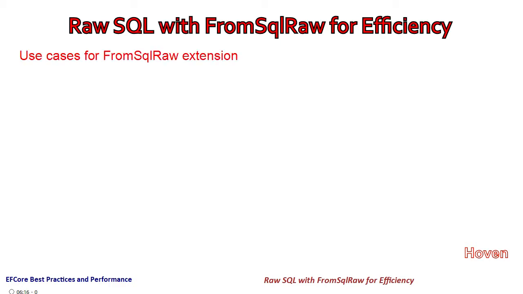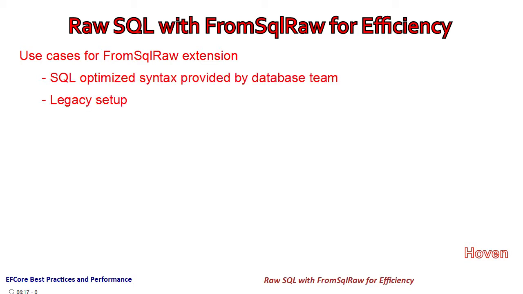Suppose your database team has already provided you an optimized query in SQL syntax. Or let's say you have a legacy, old setup that makes it compulsory to run a query in raw SQL syntax. In such cases, you can use the FromSqlRaw extension to make that call.